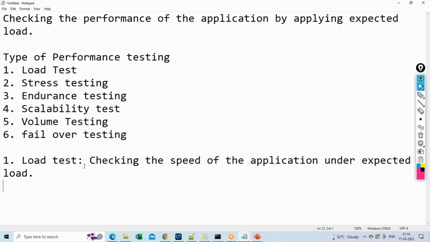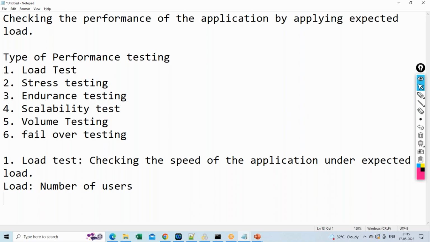What do you mean by the term load? Load means number of users. So this is the first test that we do in every performance testing project, irrespective of the client you work with, irrespective of the project, irrespective of the company that you are working with. Anything, the load test is the first type of test that we perform. Any performance tester would go with the load test first. Here the term load indicates the number of users.